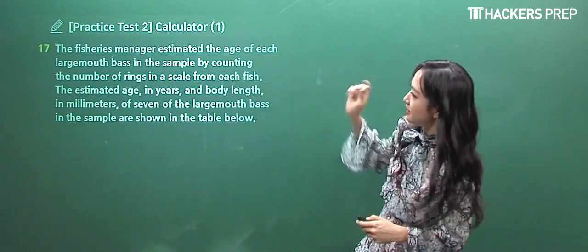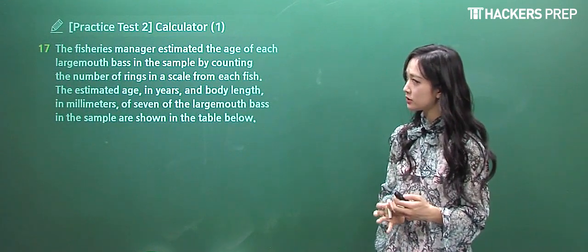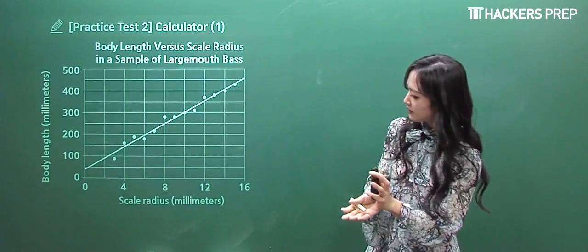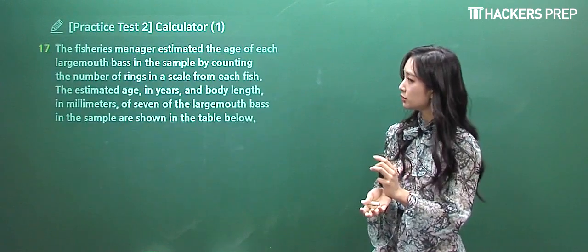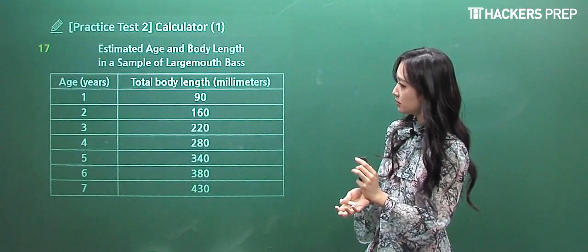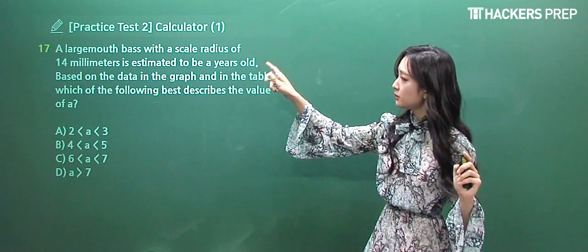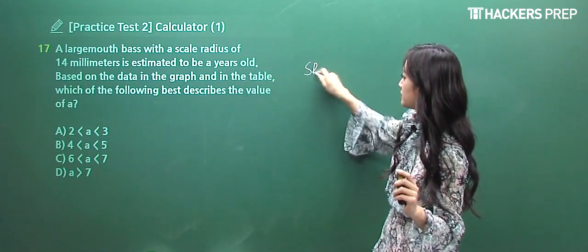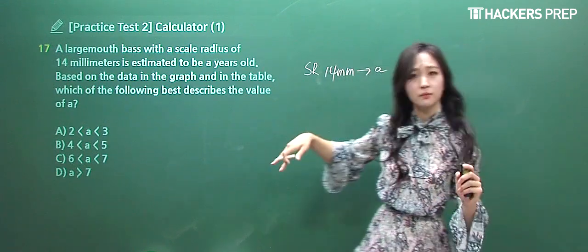They said they estimated the age of each bass in the sample by counting the number of rings on a scale from each fish. So from the previous table, they provided different information, right? They had scale radius and body length, but they're incorporating new information of age. So years 1 through 7, and that's the body length that they provide. So when you read number 17, they say that a scale radius of 14 millimeters is estimated to be 8 years old. So let's just write it out. Scale radius of 14 millimeters is estimated to be 8. What is the best approximate of 8?